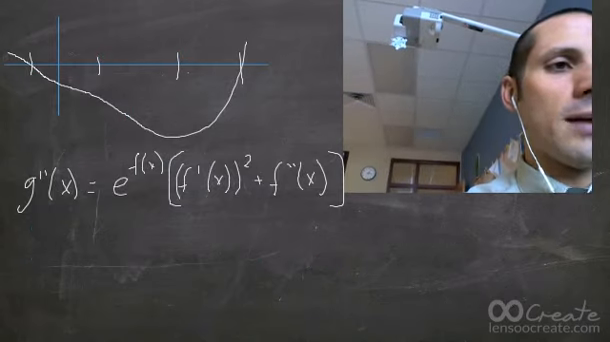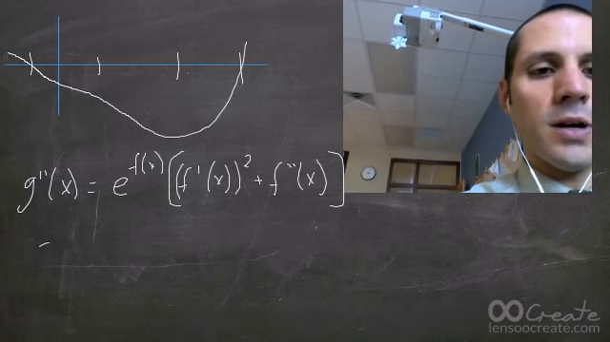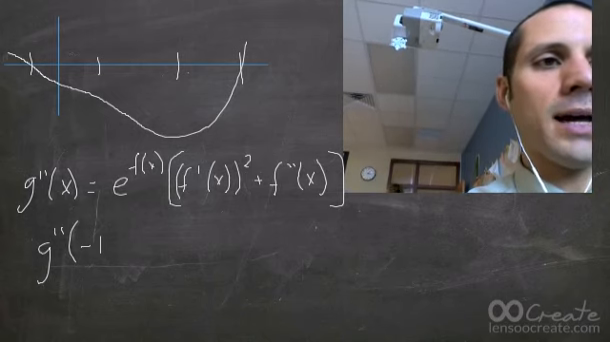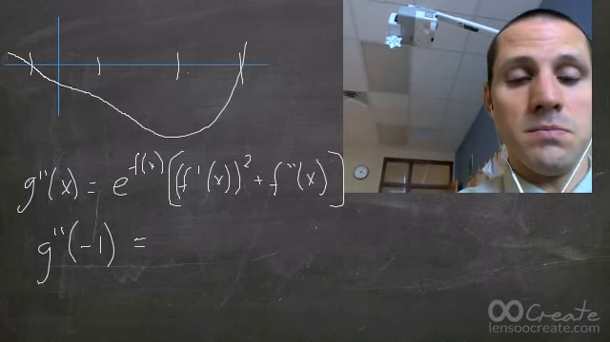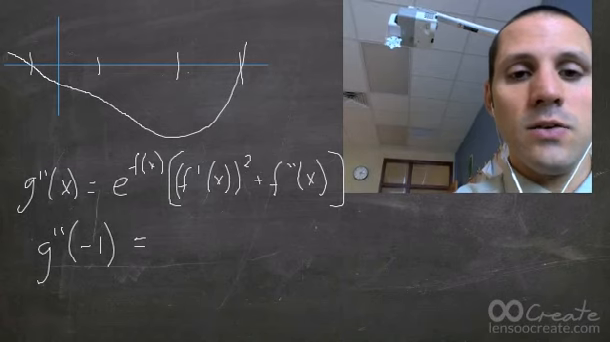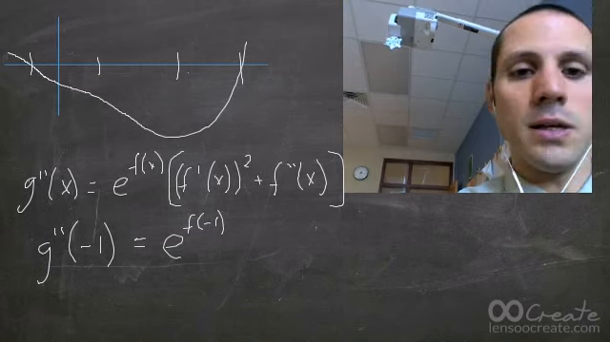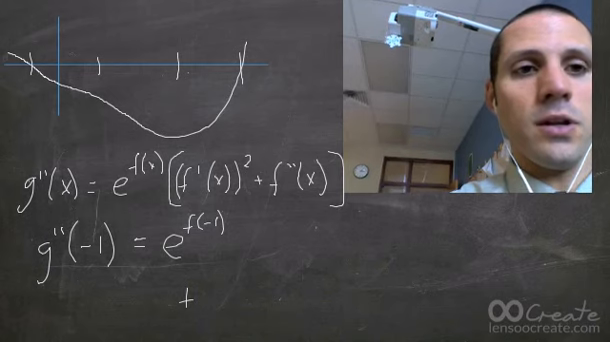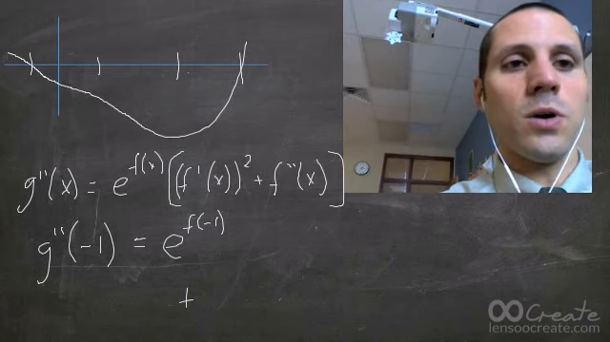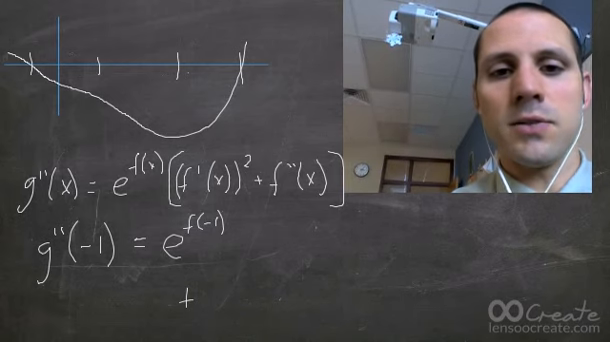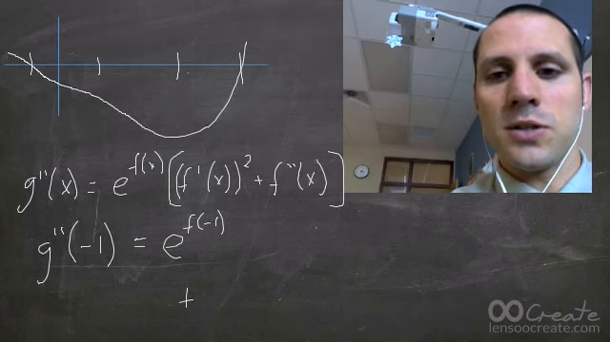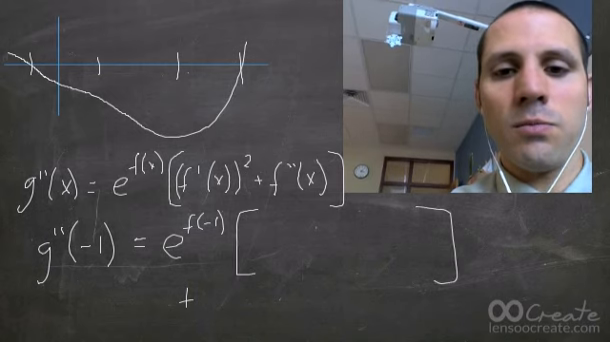In C, they give us g double prime, and they want to know, is g double prime of negative 1 positive, negative, or 0? So let's put the negative 1 in. E to the f of negative 1 is always going to be a positive number. It doesn't matter if f of negative 1 is negative 100. It's going to be a positive number. So let's keep looking inside.